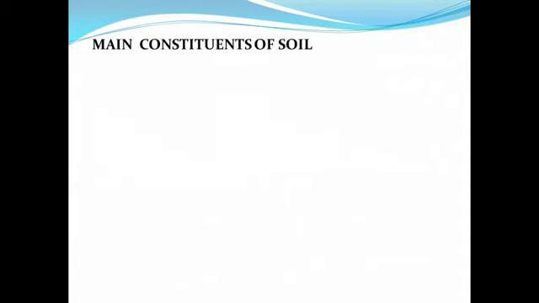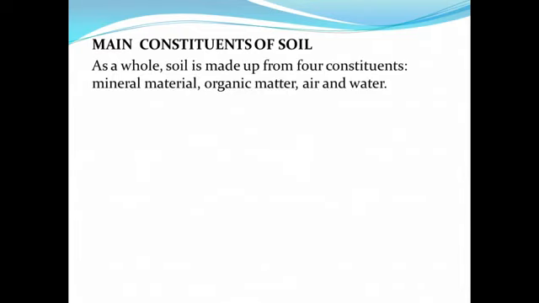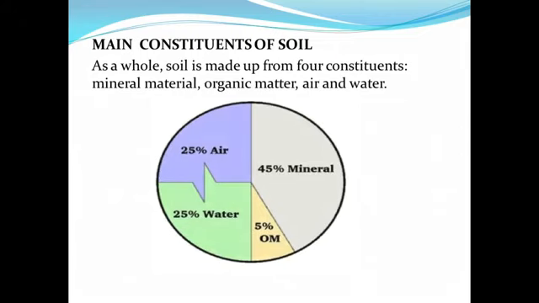So let's take a look at the main soil constituents. As a whole, soil is made up of four constituents, which include the mineral matter, organic matter, soil air, and soil water. This is the diagram that is representing the different soil constituents. In an ideal soil, we have 25% air, 25% water, 5% organic matter, and 45% mineral matter.